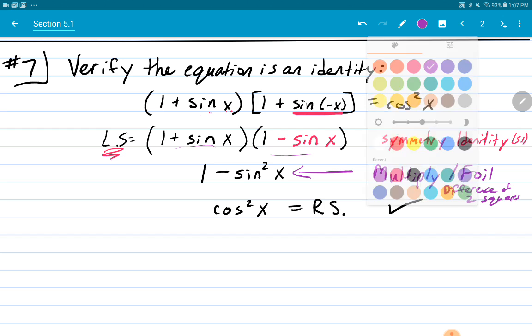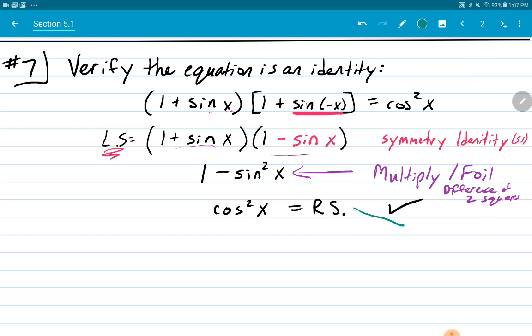And on that last step, this guy right here, I use the Pythagorean identity.